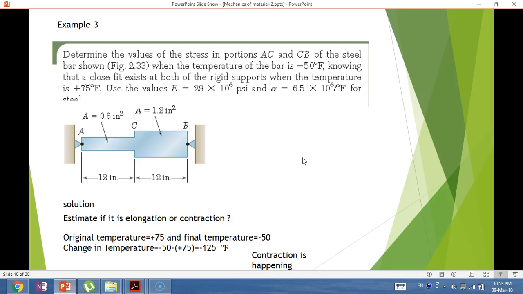Hello everyone, and here is an example to express how thermal expansion is converted into stress.